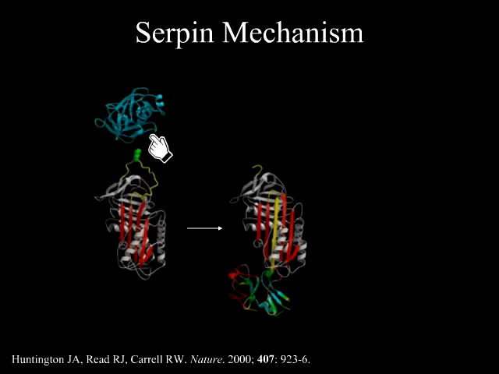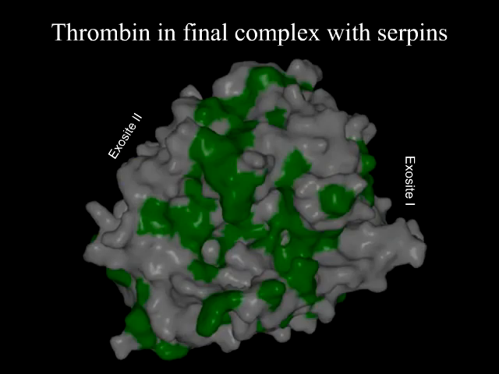You get the protease that attacks this bond here at the top, and before it can finish the catalytic cycle, it's actually translocated to the other end and destroyed. And so what happens to thrombin when it's inhibited by serpins? Well, now this is the standard orientation of thrombin, but colored according to hydrophobics. And you can see here exosite 1 and exosite 2.